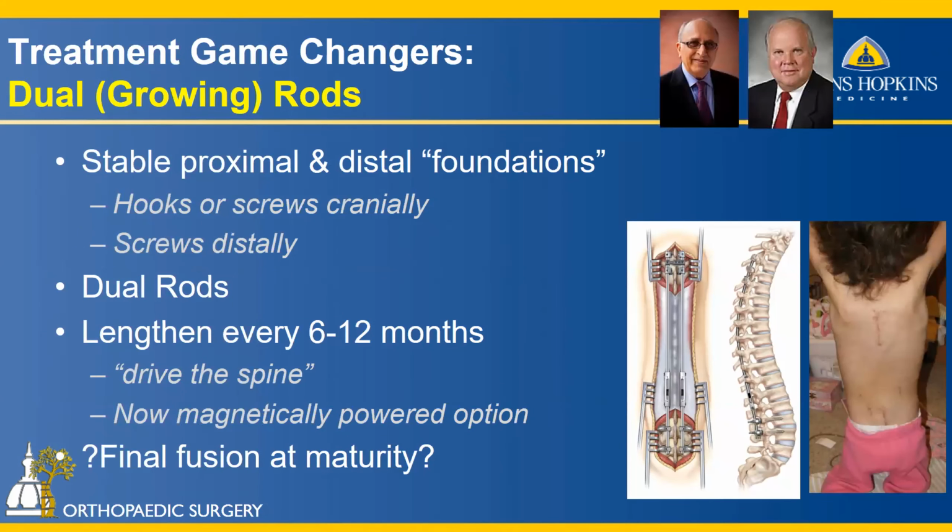The idea of a dual growing rod was really a game changer, and it has stable proximal and distal foundations with either hooks or screws, and it's lengthened every 6 to 12 months, or now we have magnetically powered options, and we even have some more rarely used self-sliding options. And these are usually done as long as possible and sometimes finally fused at maturity.